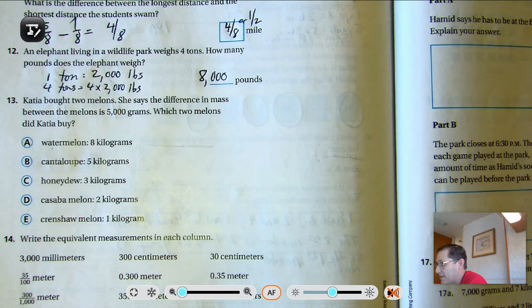Katia bought 2 melons. She says the difference in mass between the melons is 5,000 grams. Which 2 melons did Katia buy?